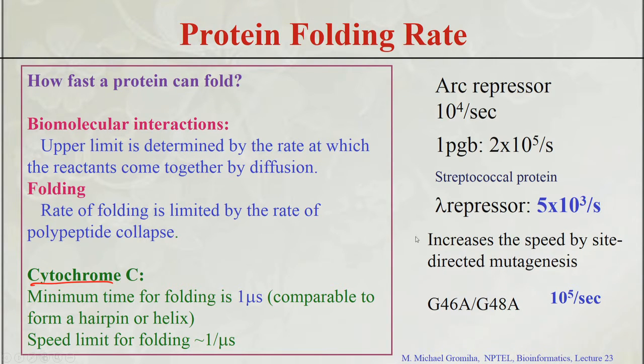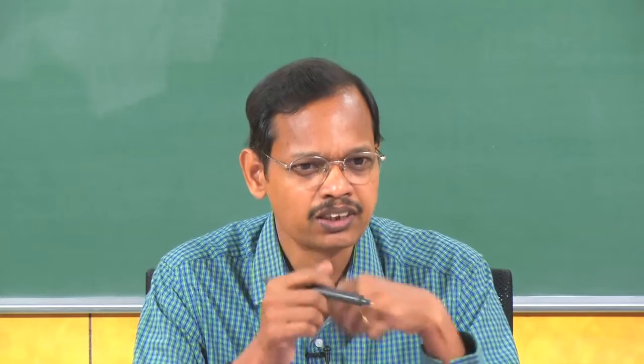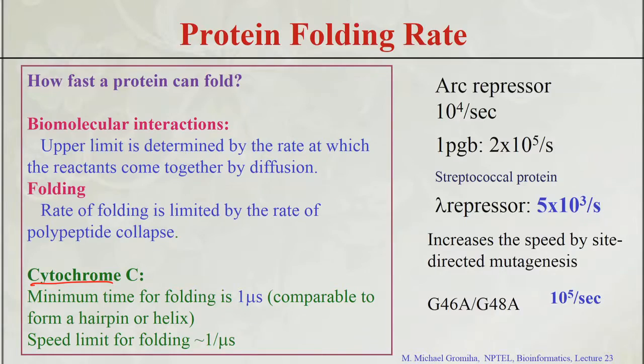Now, I show a few examples like arc repressor is 10 power 4 per second and lambda repressor is 5 into 10 power 3 per second and so on. These are for proteins. Likewise, you can also accelerate or decelerate, that is increase or decrease, the folding rate by amino acid substitutions, like what we discussed about stability. By introducing a mutation we can enhance the stability of proteins. So, we identify the mutants which can enhance the stability and we can design proteins. Likewise, for the folding rate we can identify some mutations which can accelerate the folding process.